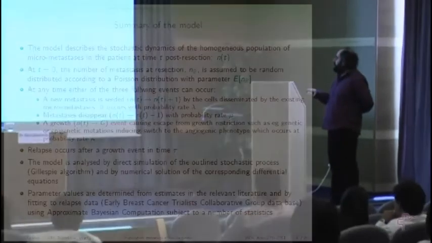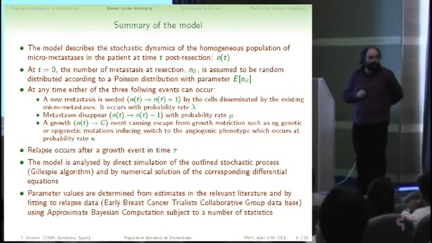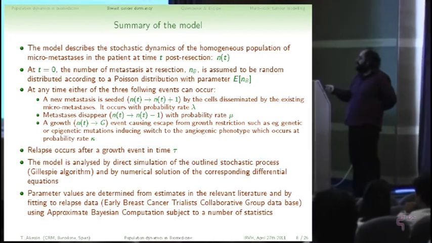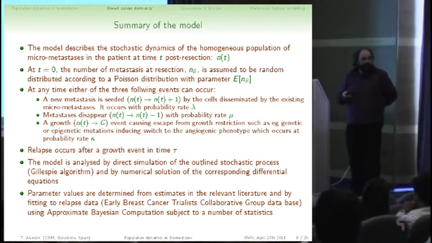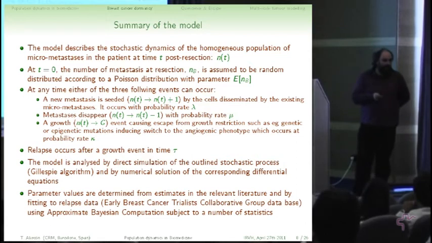So at any time, one of these three events can occur. A new metastasis is seeded. That means that the number of metastases is increased by one. And this occurs with a probability rate equal to lambda, this parameter here. Metastases disappear just by random effects. I mean, these are small metastases, so they can just disappear by random fluctuations or by the action of the immune system or a number of different factors. And we are assuming that this occurs with a probability rate equal to mu.